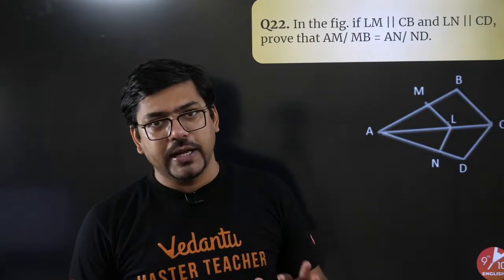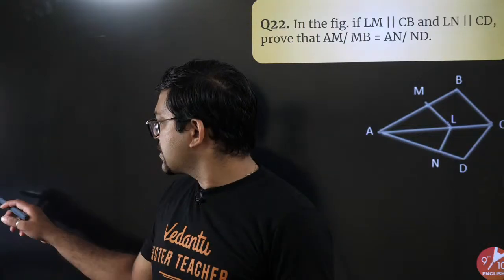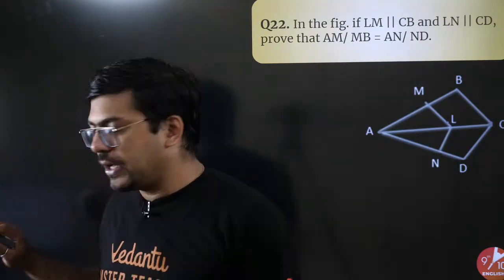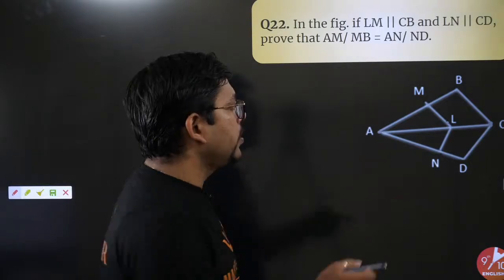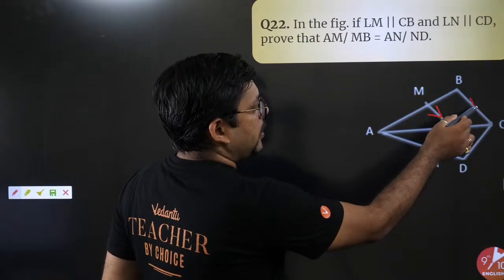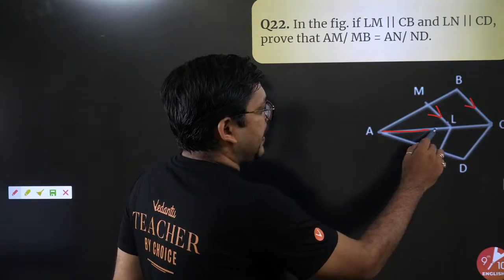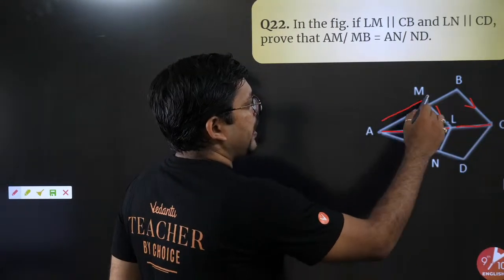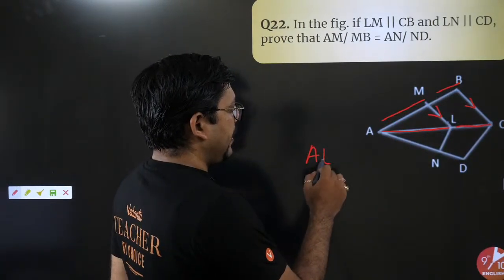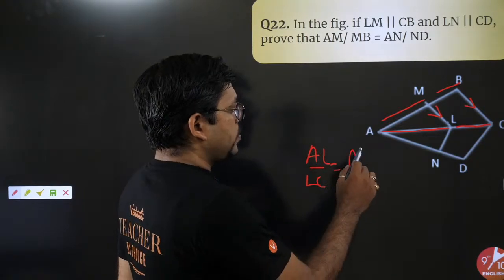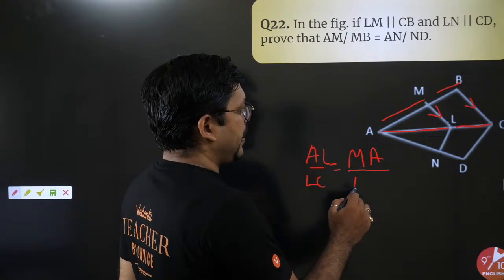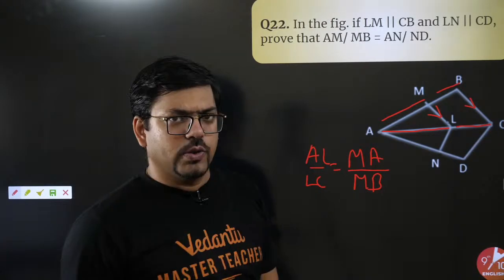Look, I can tell you the method. It's very easy. You have to just apply the BPT. And using BPT, first of all, this line LM is parallel to BC. So you can write very easily AL by LC equals AM by MB. Will you be able to write it? AL by LC equals AM by MB. I guess you will be able to write it.